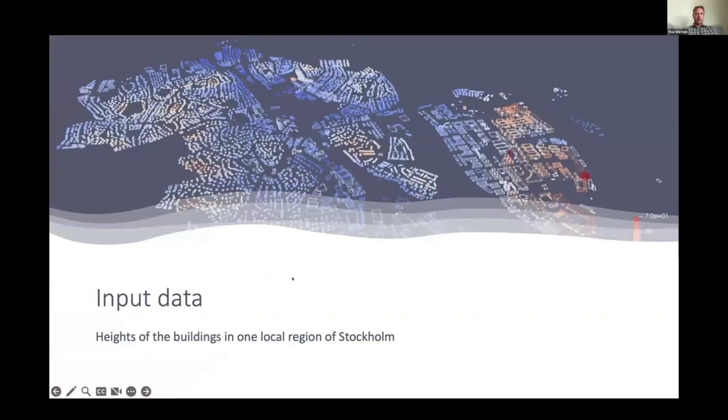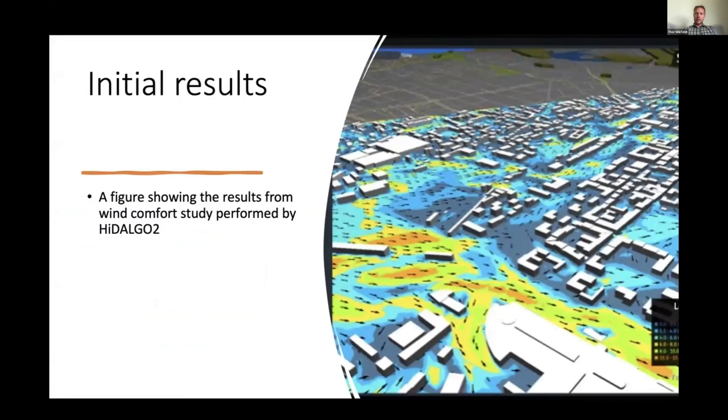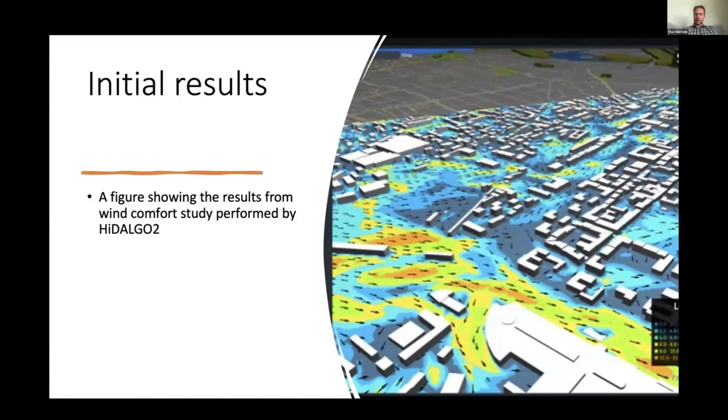Let's see. Only a little flavor now of what the results are, nothing really quantitative, but here's an example of what the input data can look like. This is a height map of Stockholm City, not the whole city, but a part of it, zoomed out rather significantly. And here are some initial results from the simulations, from the wind comfort study performed by Hidalgo, where you can see the wind strength in different locations around buildings and so on. So that's really all I have to say, but I'm open to take any questions, hoping that I have some answers to them.